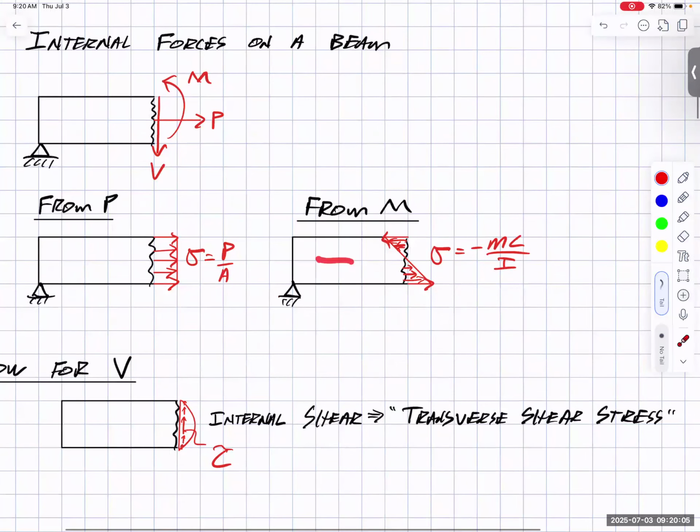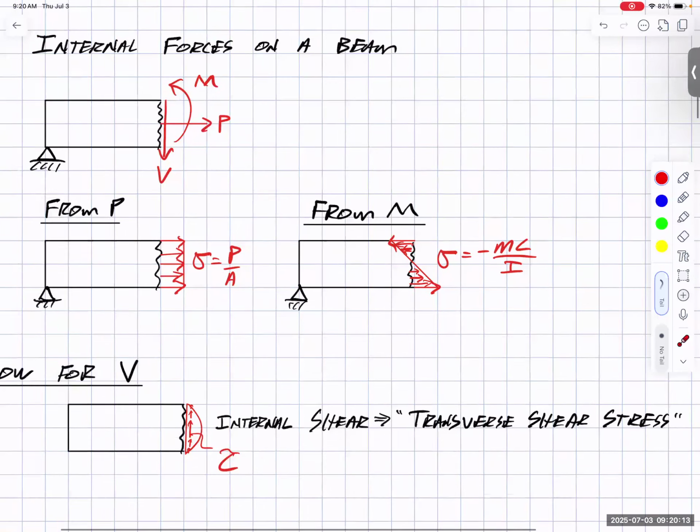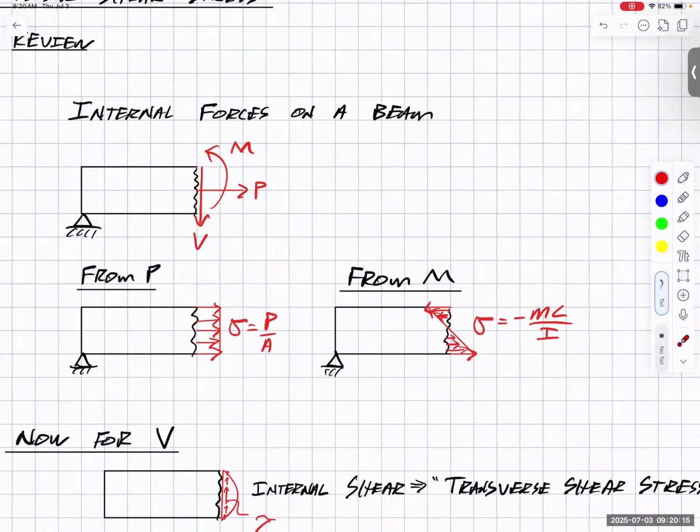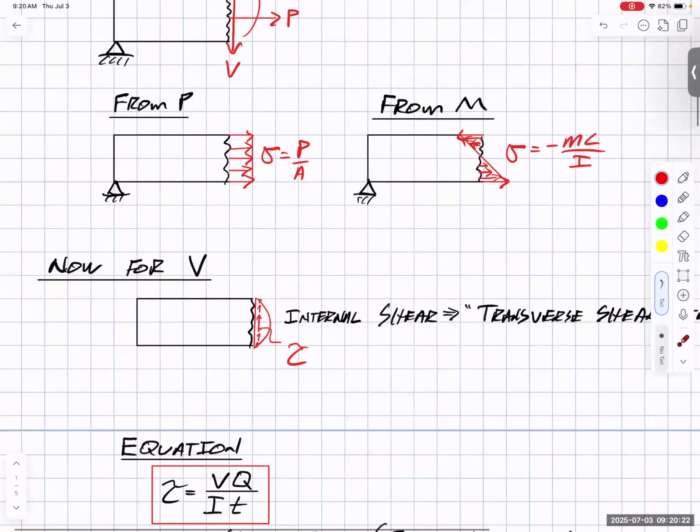Where c was this distance up to here, right? And we had negative c going down, all that good business, and negative is compression, positive tension. Well, so that's two of the three. The last one we need to look at then is what about this shearing force? What does that give us for stress?